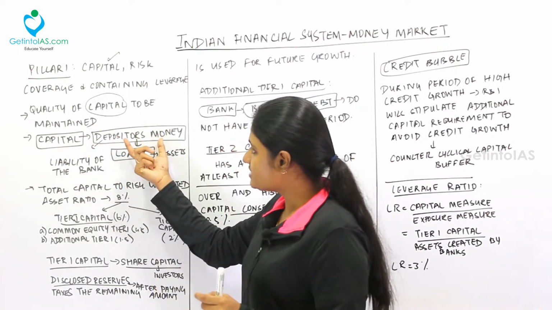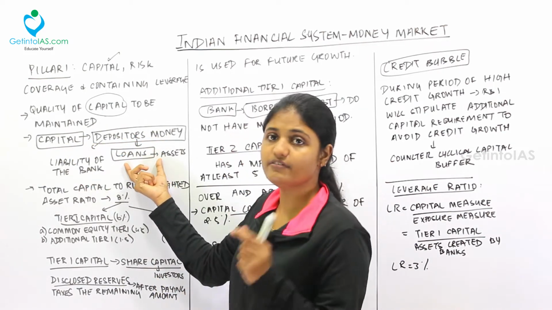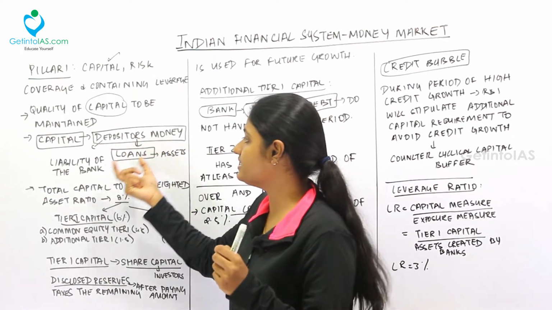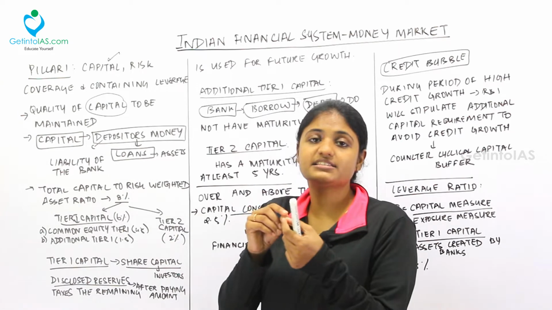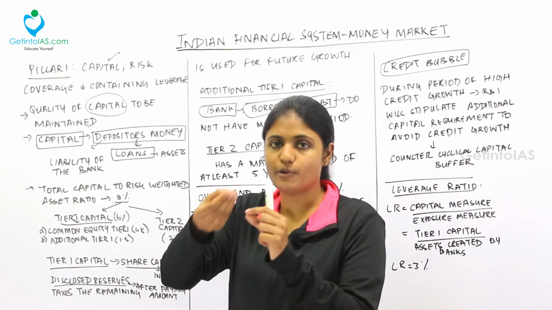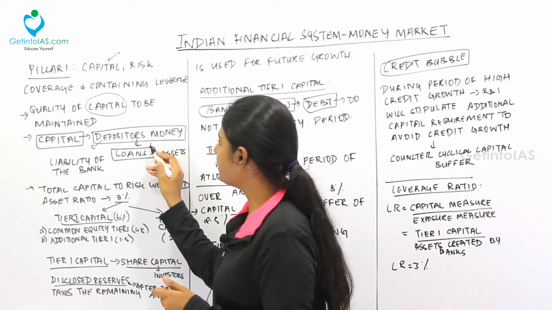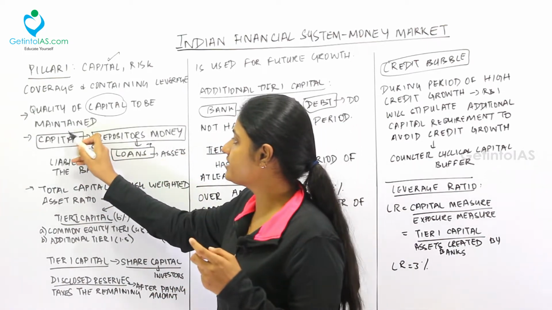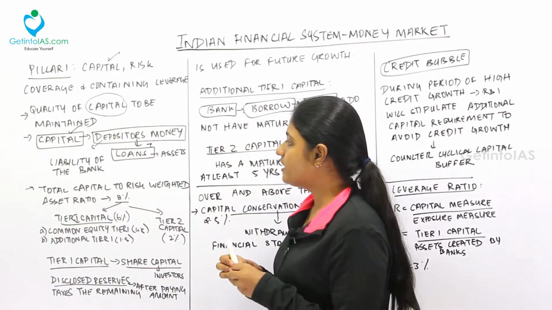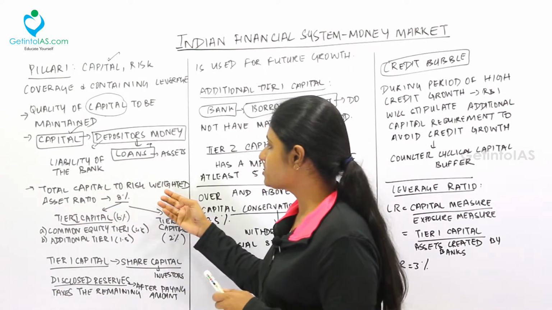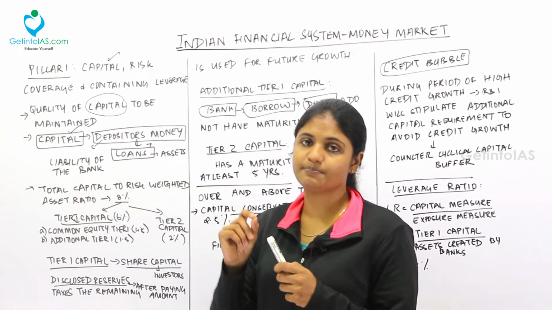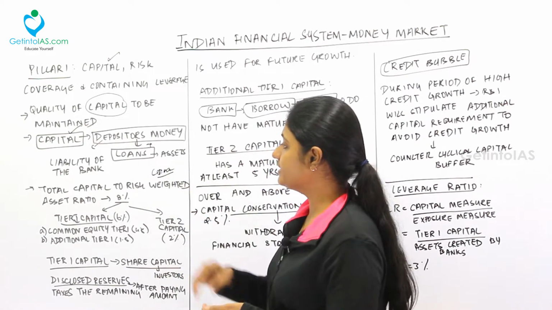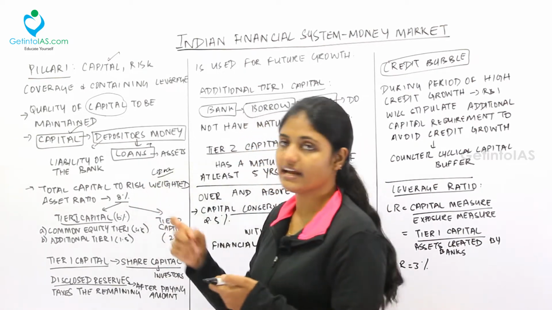So this depositor's money is used to give loans. So this becomes an asset. But the depositor's money is the liability of the bank. That is, the bank has to repay the amount. So on the whole, clubbing everything, the liability and the asset of the bank, that is called the capital. Under this, the total capital to risk weighted asset ratio should be 8%. We already dealt with the CRAR or CAR. So under that, the CRAR should be maintained at 8%.